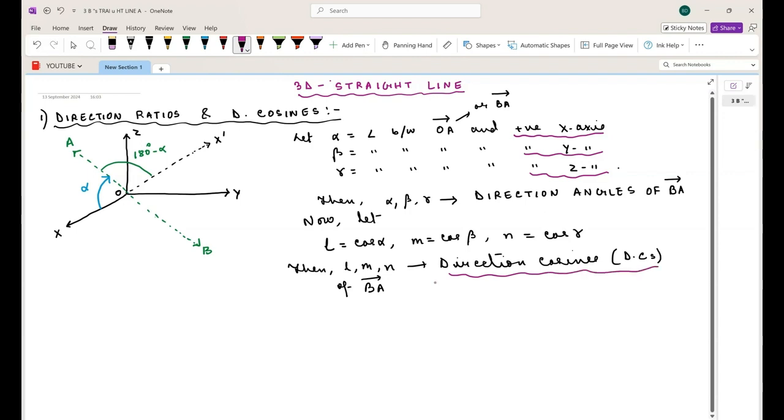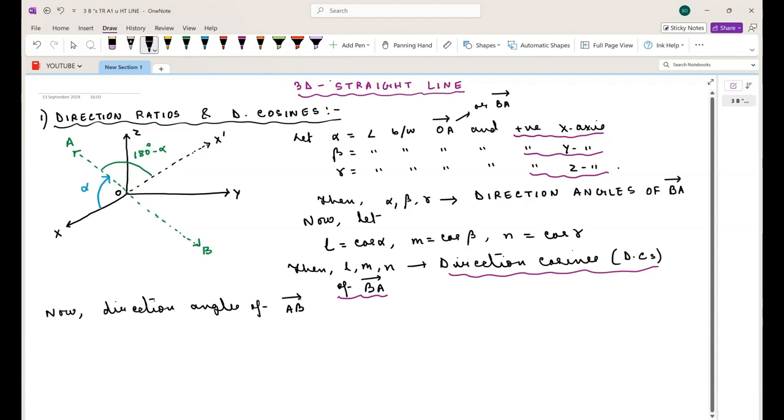Now, if you choose a different vector, the opposite vector of the line, that is, if you choose the vector AB, now let us see what will be the direction cosines of the AB vector. Okay. Now, first is direction angles. Direction angles of, so it was BA before, so now I am taking AB.